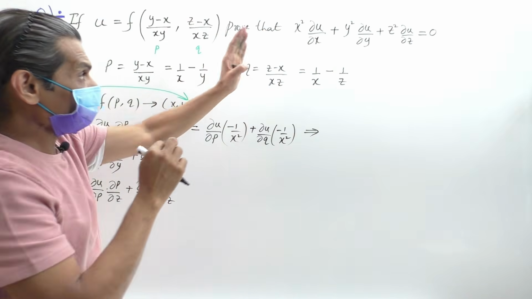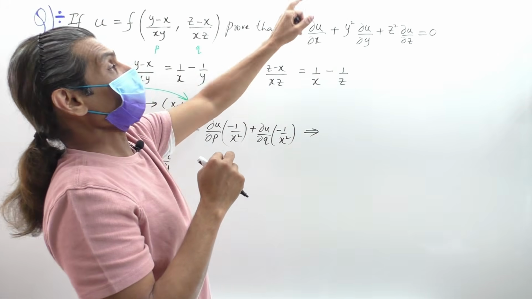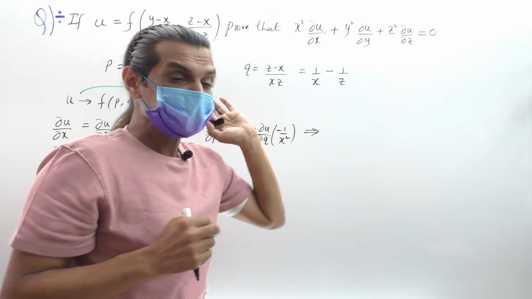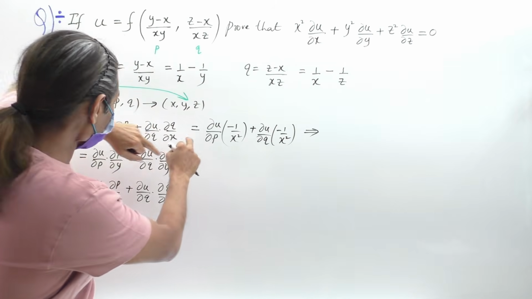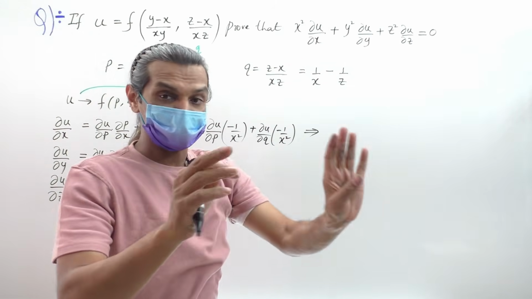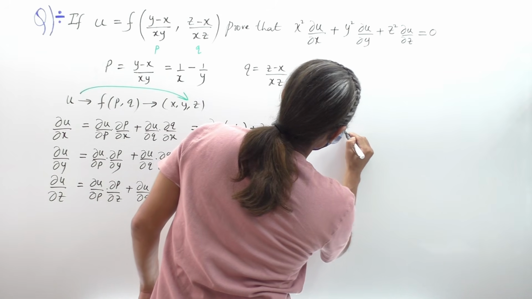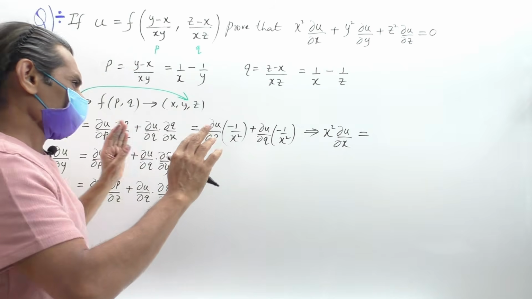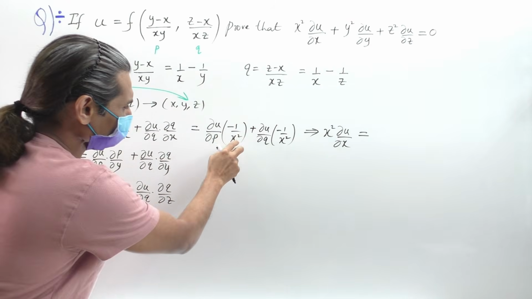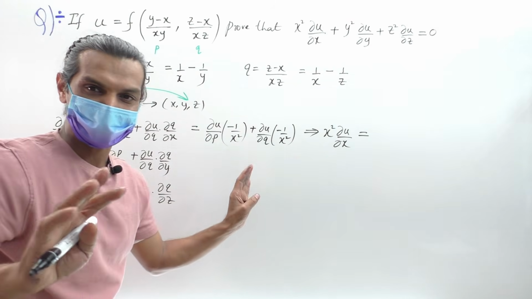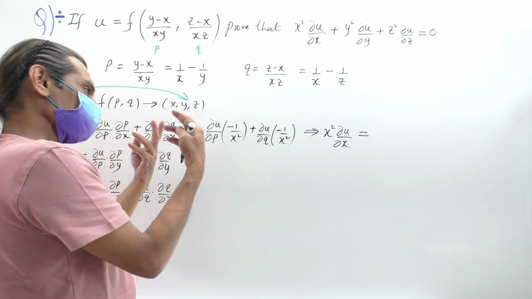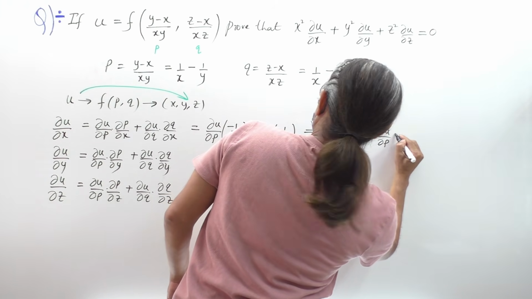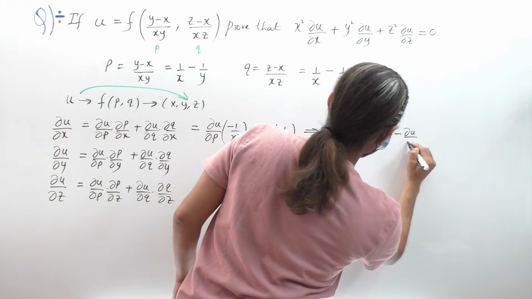And that implies now, we'll get directly the things here. See, in the problem, they are asking to prove x² ∂u/∂x plus y² ∂u/∂y plus z² ∂u/∂z is equal to 0. So we can easily find the first term, x² ∂u/∂x. So x² into ∂u/∂x will be equal to what? Multiply by x² here, and it's a very simple thing. When I multiply by x², the x² cancels, because x² is in the denominator. So what remains? Minus ∂u/∂p plus minus ∂u/∂q.